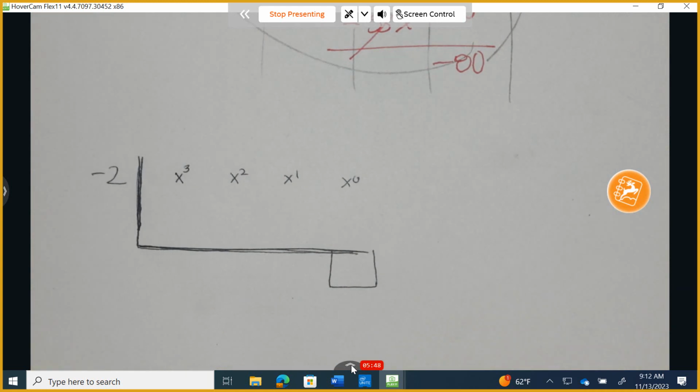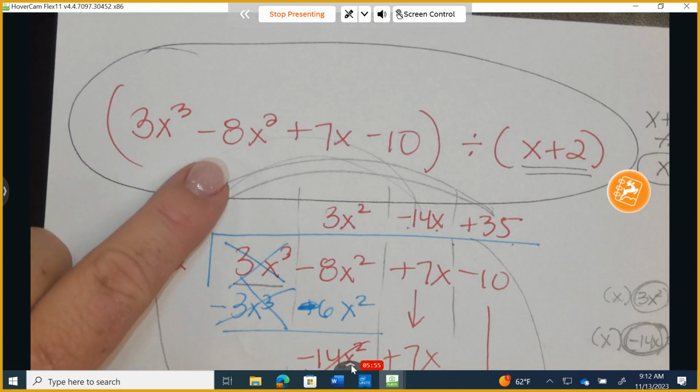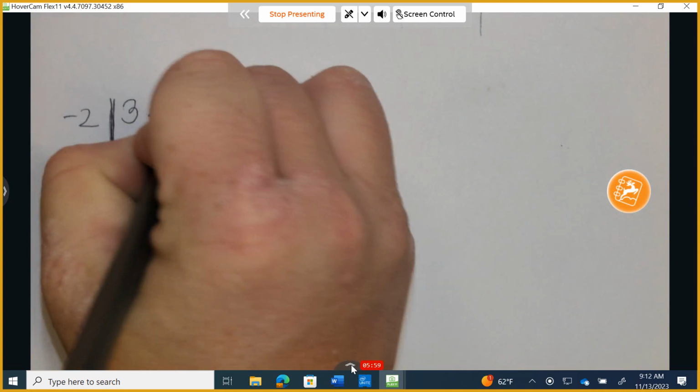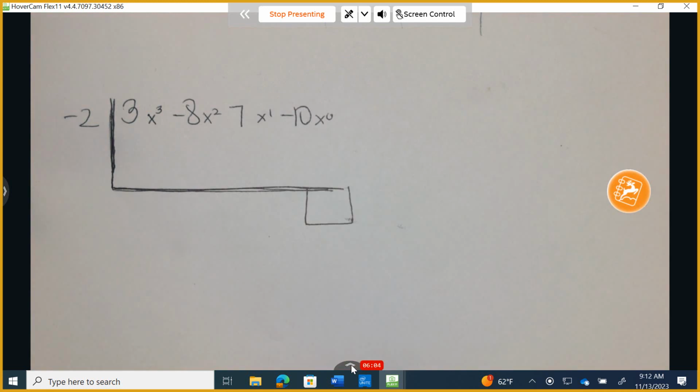Next up, we're going to take the coefficients that correspond with x cubed, x squared, x, and x to the 0, and we're going to write those down. So 3, -8, 7, and -10.